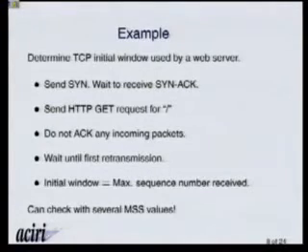You wait, since you're not ACKing any of the packets that are coming in. After some time, the TCP stack at the web server will retransmit the first packet. At this point, you terminate the test, and then the initial window is the maximum sequence number you have seen. And you can check this with several MSS values. Since it's a completely user controllable TCP, you can set whatever MSS you want, and this will let you figure out whether it behaves differently with different MSS sizes.